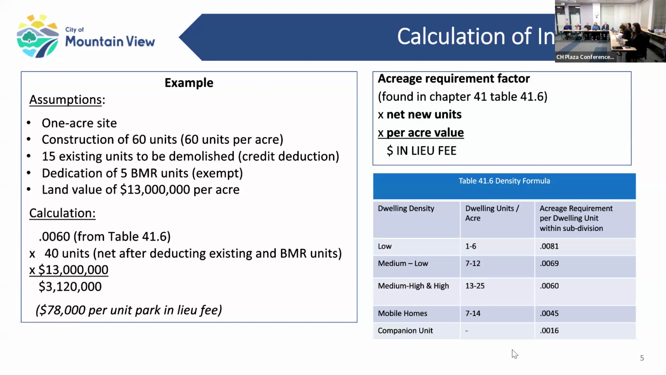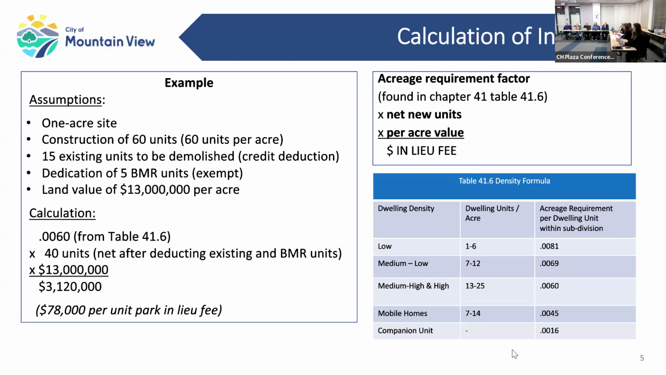So we go to the density formula, which is found in chapter 41. You'll see it on the bottom right-hand corner. Since it is 60 units, it's a high density. So the density factor that we plug in is 0.0060. And then we have 40 units that are going to be charged the park in lieu fee. That takes out the BMR units and the existing units. So that's how we got to 40. And we're going to assume that it's $13 million an acre based on that master fee schedule. So that gets to $3.12 million is the park in lieu fee for this residential development. And that comes out to $78,000 per unit.